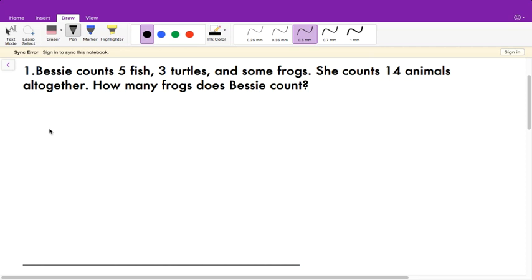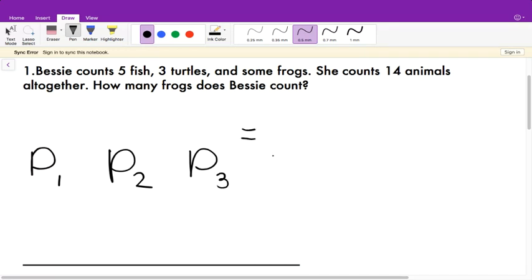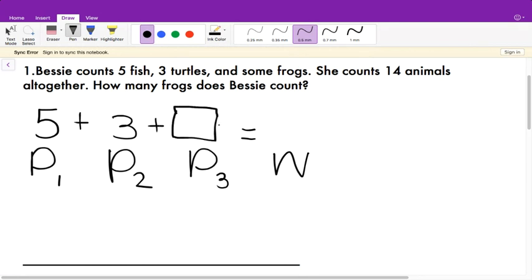So I'm going to start, since there's 3 groups, fish, turtles, and frogs, I'm going to write for 3 parts. That's a little messy. Let me erase that. Okay, so I'm going to write for 3 parts. Part 1, part 2, and part 3. Okay, and that equals the whole. So part 1 is the fish, part 2 is the turtles, and part 3 is the frogs, which is our missing information that we want to figure out from the question.